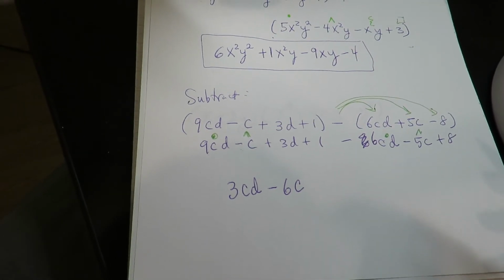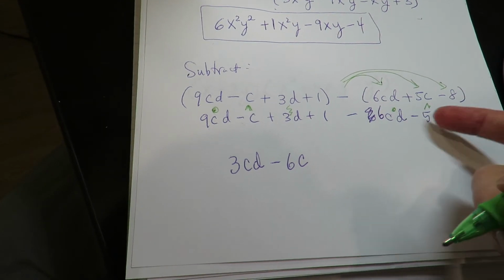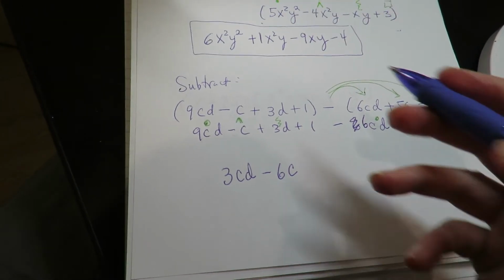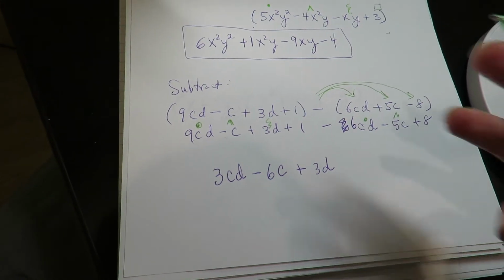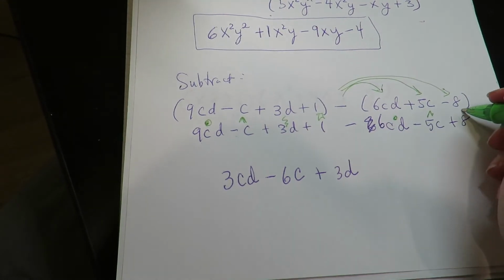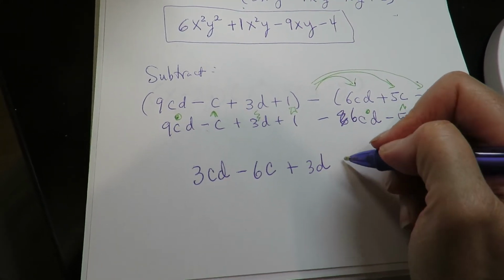Okay, the next one I see here is a D, and this guy has no D, so I don't have anything to combine that to. And then the last guy is the constant, so 1 plus 8 is 9.